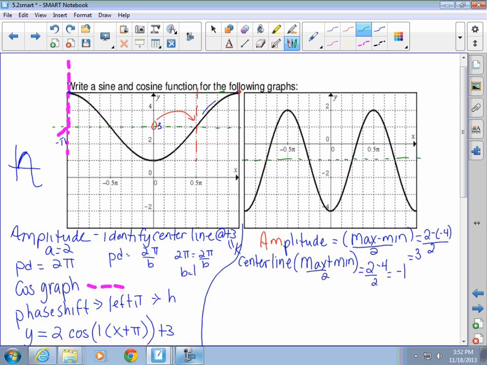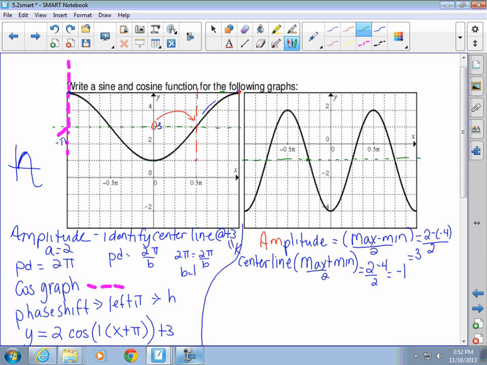Your period doesn't matter whether you start from where I go from my 0 back to my 0, or my maximum back to my maximum, or minimum to minimum. It doesn't matter as long as you're going from max to max, min to min, or 0 to 0. So if I look at 0 to 0 for this graph here, I started here, and then I don't go back to 0 till here. So I've covered the distance. This is pi over 2, pi over 2, so that's half a pi, another pi over 2, so that's 3 pi over 2, and another pi over 2, so that makes 1 full pi.